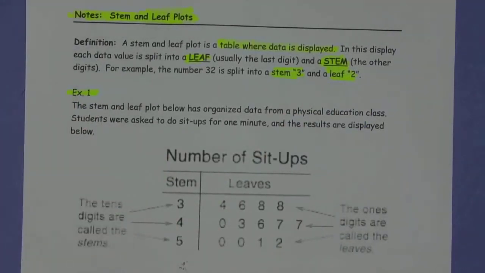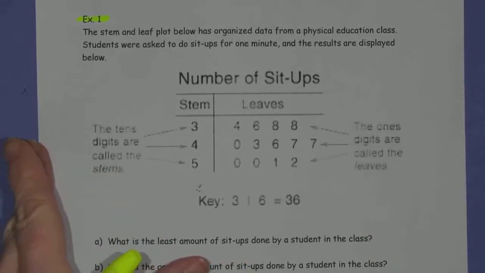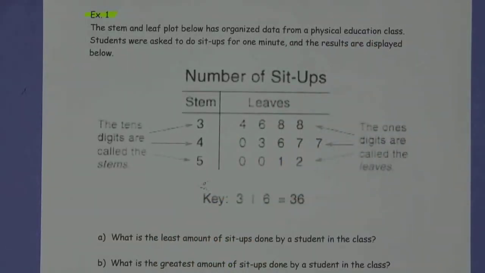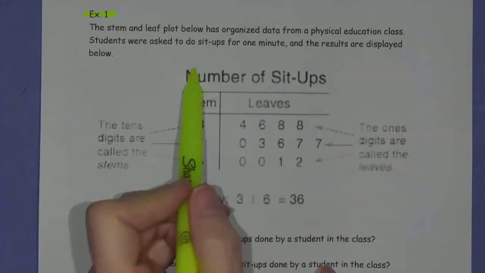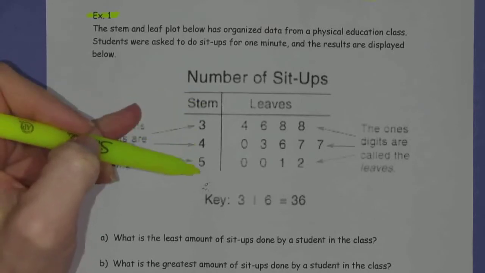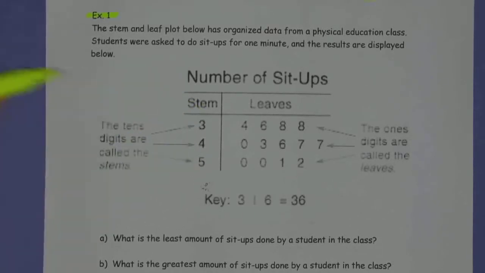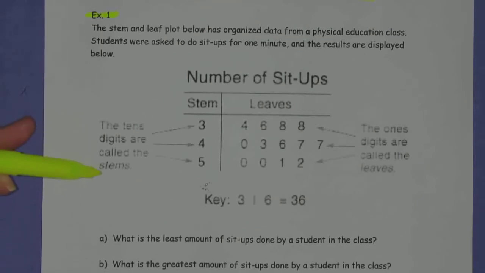So let's take a look at example 1. It says the stem and leaf plot below has organized data from a physical education class. Students were asked to do sit-ups for 1 minute, and the results are displayed below. So here's our table. It's called the number of sit-ups. That's sort of the title of our stem and leaf plot. We have our stems here, which are 3, 4, and 5. The tens digits are called the stems.